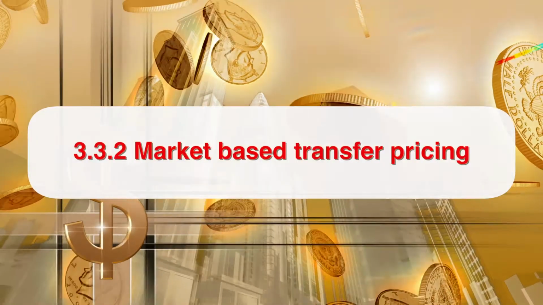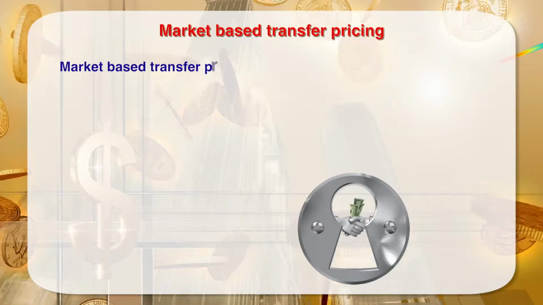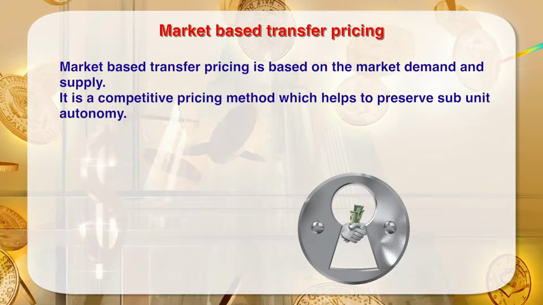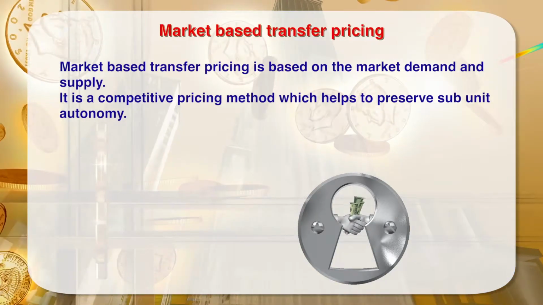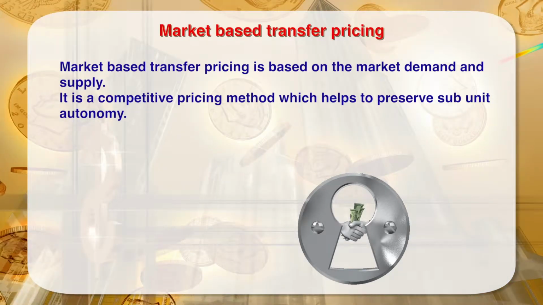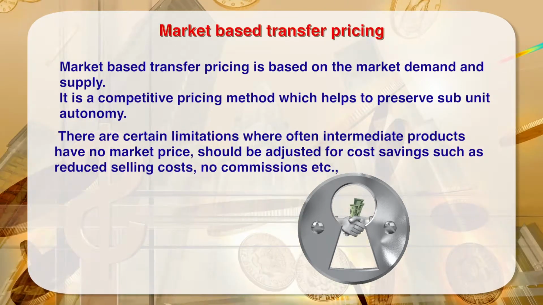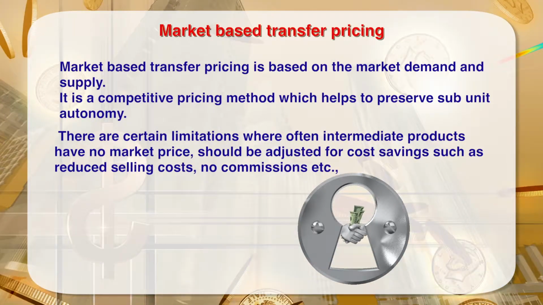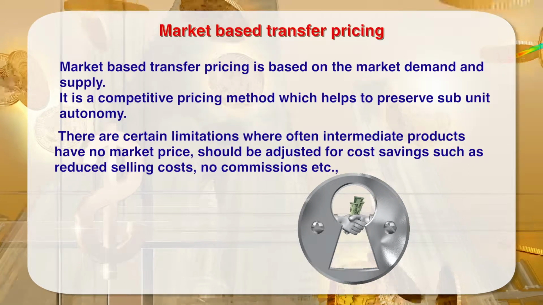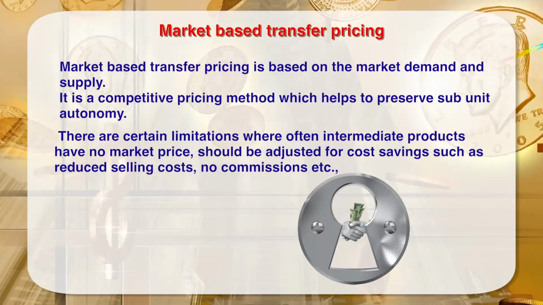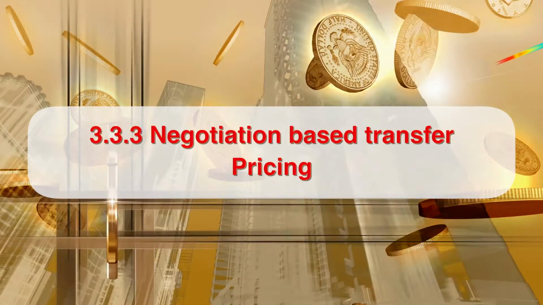externally. Market-based transfer pricing. Market-based transfer pricing is based on the market demand and supply. It is a competitive pricing method which helps to preserve subunit autonomy. There are certain limitations where often intermediate products have no market price, should be adjusted for cost savings such as reduced selling costs, no commissions, etc.